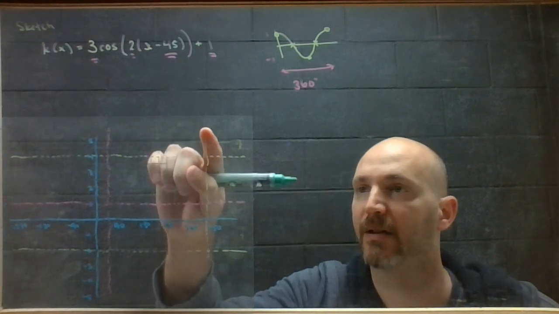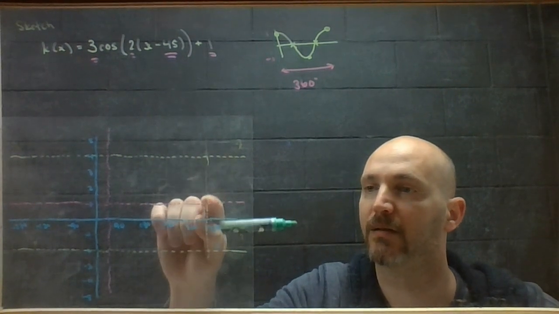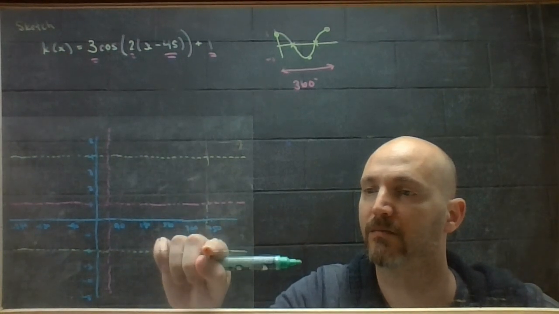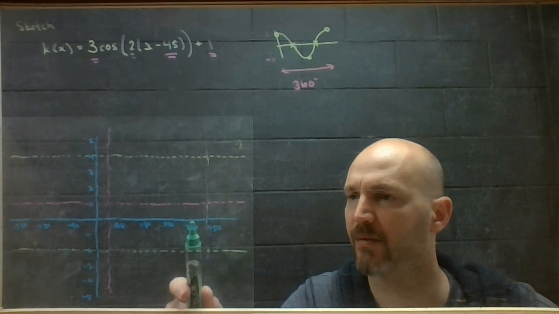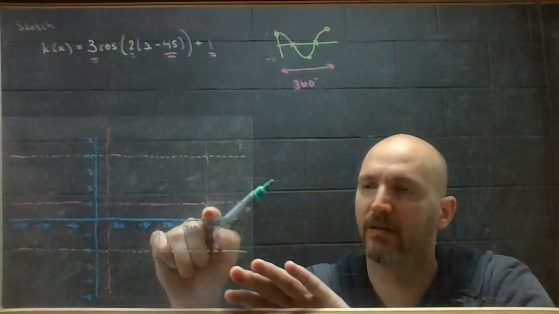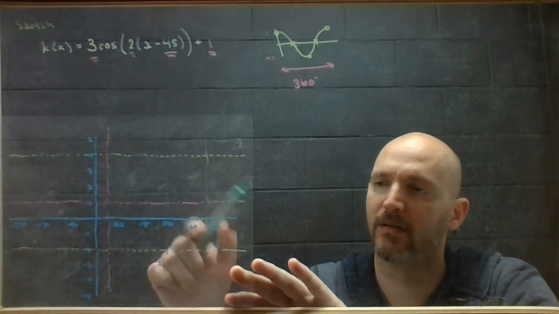I missed the square. That should be 1.5 in from 360, which is here.